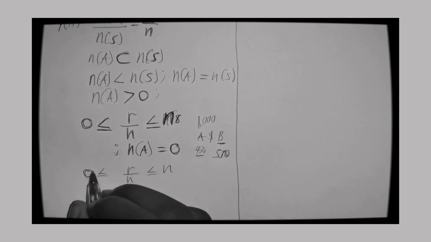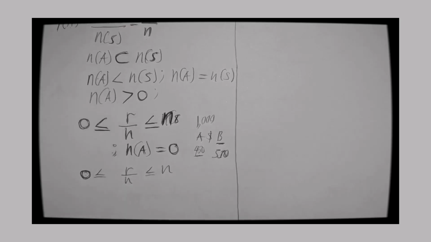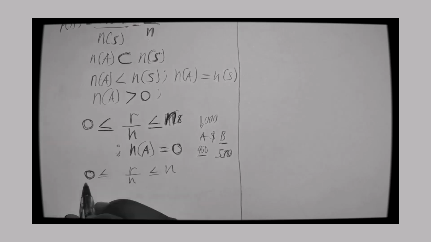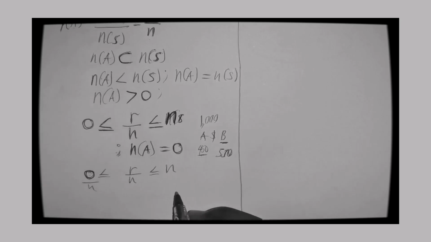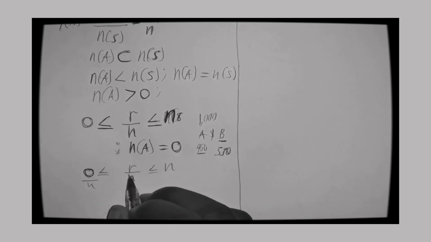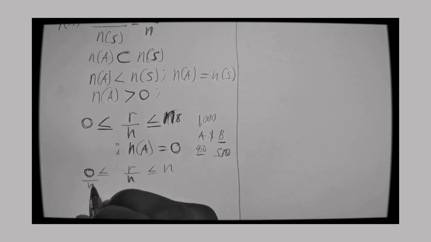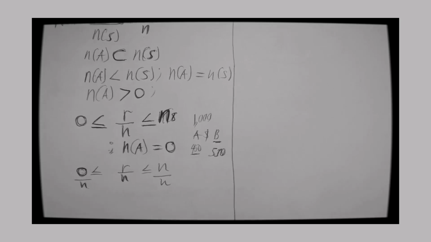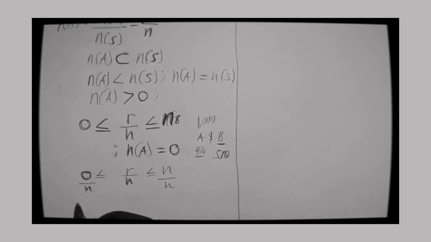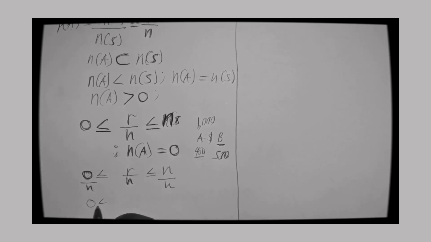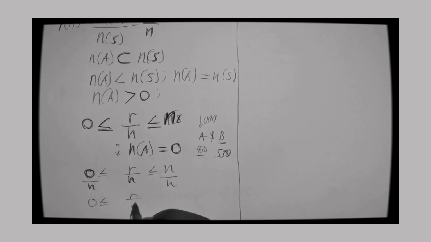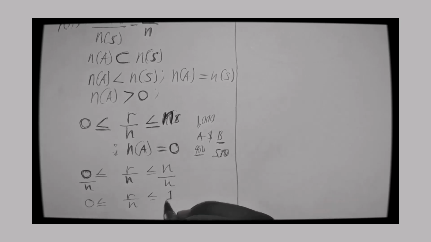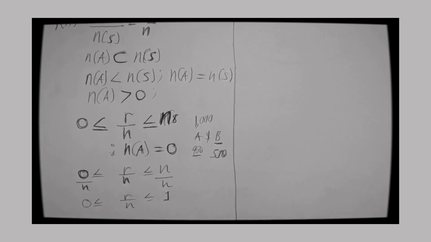So now, if that is true, then I can divide both sides of the equation by n. Because I'm having n here, I'll divide the remaining sides by n as well. What is happening? I'm going to get 0 less than or equal to R over N. Then when I divide n by n, I'm going to get 1. I hope you are following.